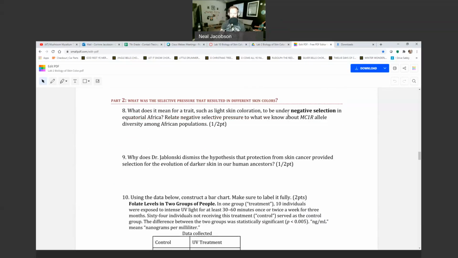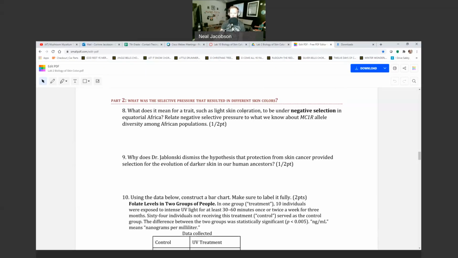So negative selection is this idea that it's selected against. So that means if it shows up, it usually is removed from the population by either a survival thing or nobody wants to reproduce with that person. And so negative selection would keep people from breeding or staying alive and reproducing. And so light skin coloration, why would that be under negative selection near equatorial Africa?